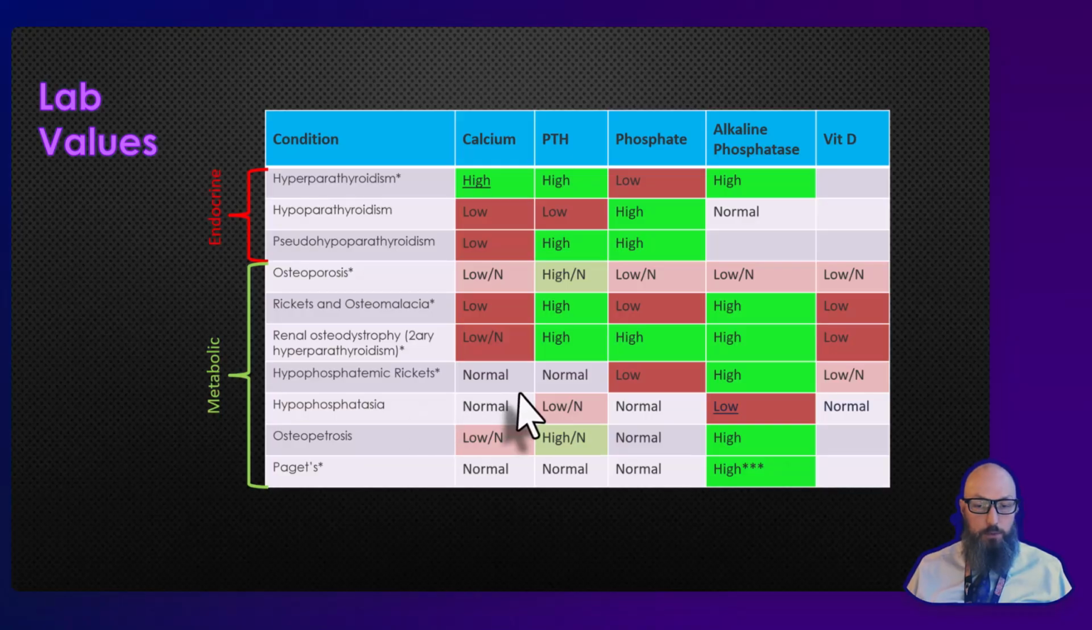All right, jumping now to hypophosphatasia. Although this is rare, it's really easy to identify because it's the only one really showing low alkaline phosphatase levels. And so if you see low ALP, that's pathognomonic for hypophosphatasia. Other values are typically normal in that.